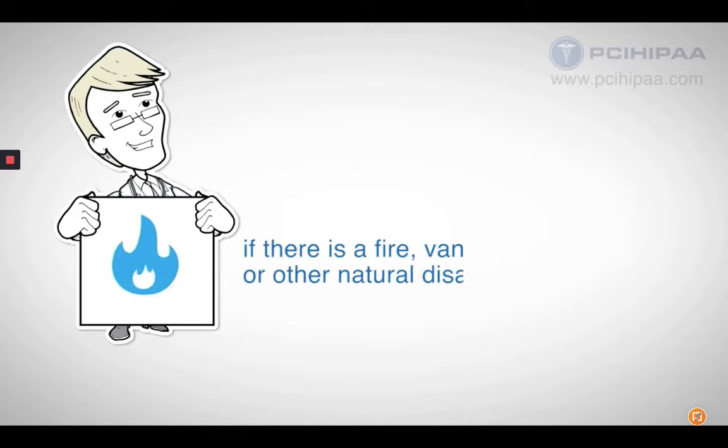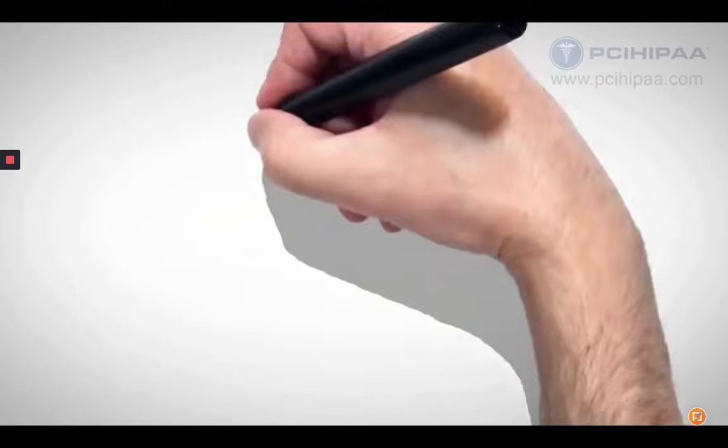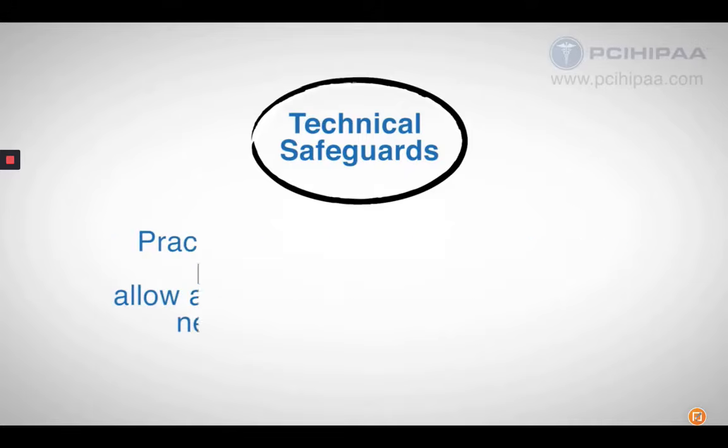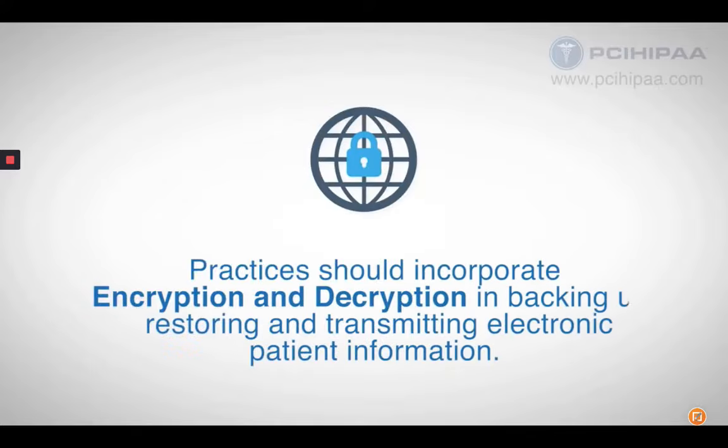For example, if there is a fire, vandalism, or other natural disaster, an incident and emergency response plan must be created, tested, and revised, and all critical activities must have a designated owner. Technical safeguards require practices to implement procedures and the right software and equipment to protect PHI. Practices must implement technical policies and procedures to allow access to only those people who need access to do their jobs. Practices should incorporate encryption and decryption in backing up, restoring, and transmitting electronic patient information.